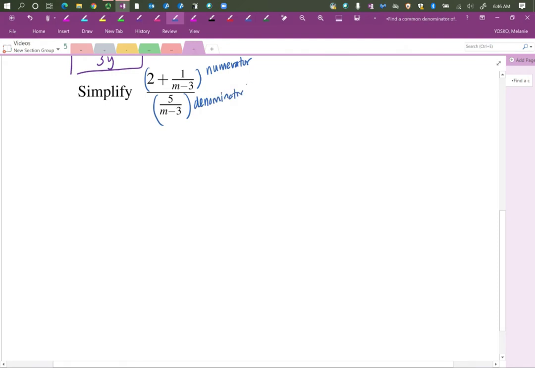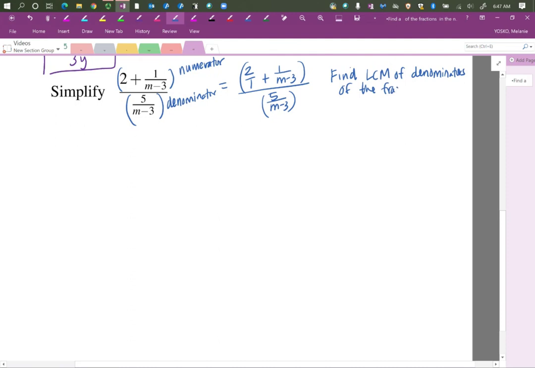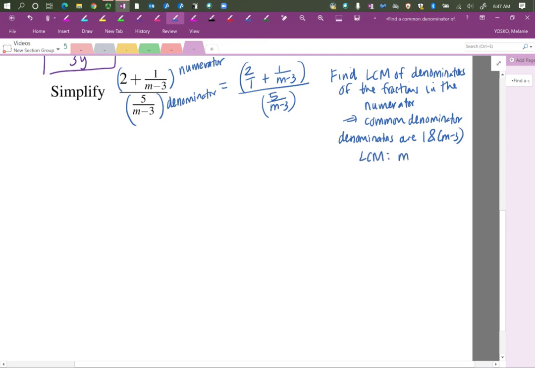It may be helpful to rewrite this as 2 over 1 plus 1 over m minus 3 as my numerator, and then 5 over m minus 3 as the denominator. Find the least common multiple of the denominators of the fractions in the numerator. The reason we're doing that is we are going to find a common denominator. So the denominators are 1 and m minus 3. Well, 1's not very exciting. The least common multiple of those is m minus 3.